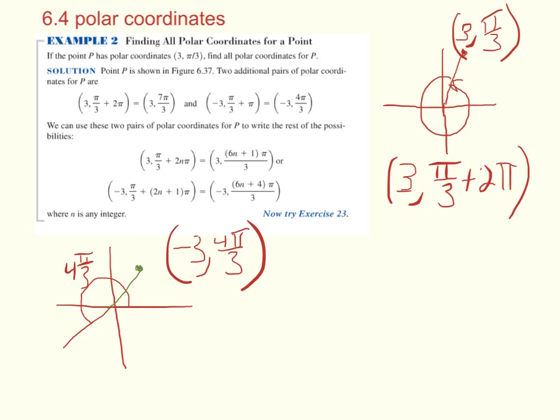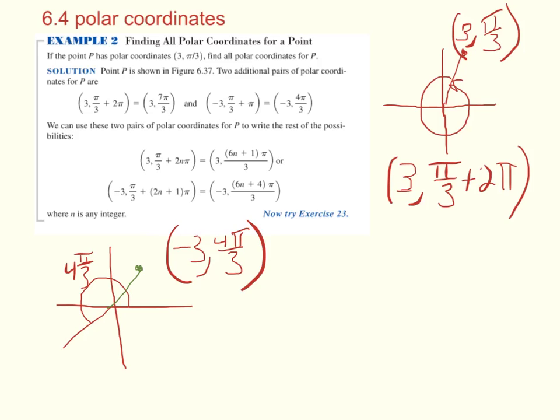Now, how we use these two pieces to write pairs for all the polar coordinates is, instead of just adding 2 pi, we will add 2n pi, where n is an integer. In other words, we could add 2 pi or 4 pi or 6 pi, etc. And that's what you see right here with the 2n pi. The simplification here is borderline unnecessary, but I think this way makes it much clearer as to what's going on.